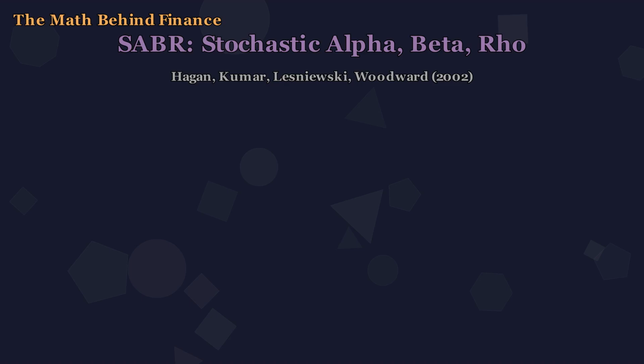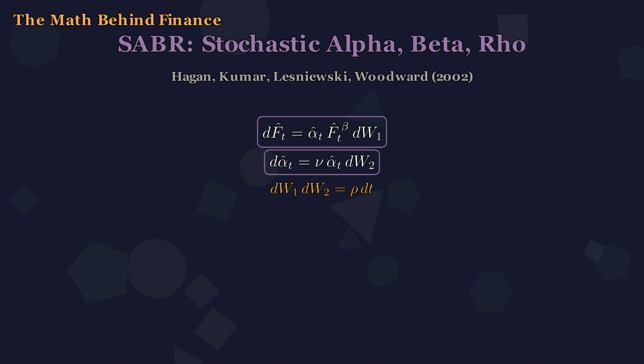Hagan, Kumar, Lesniewski, and Woodward published a model they called SABR, stochastic alpha, beta, rho. The forward rate follows a CEV process, f to the power beta, driven by a stochastic volatility alpha that is itself a geometric Brownian motion. The two Brownian motions are correlated with parameter rho.